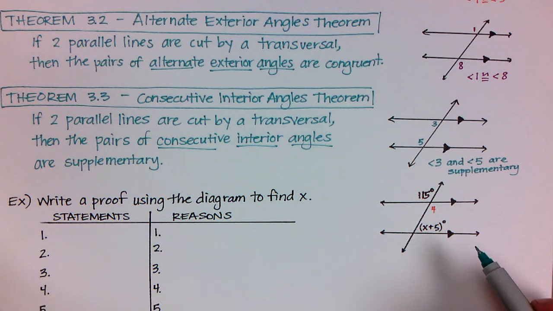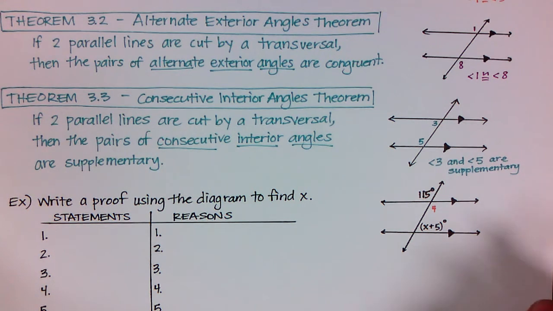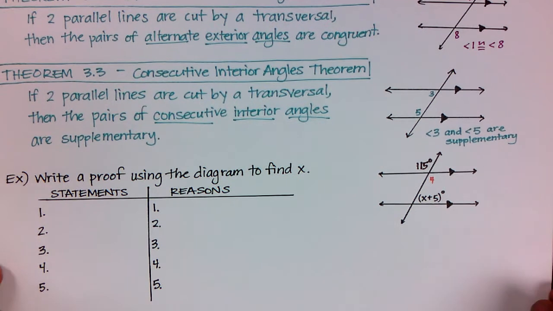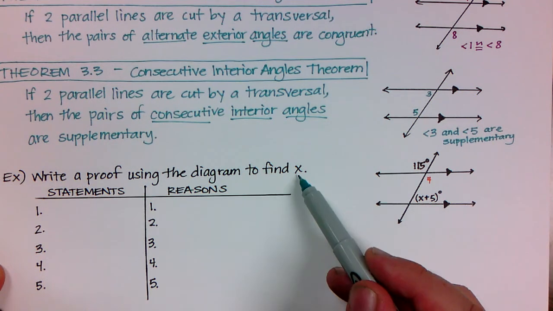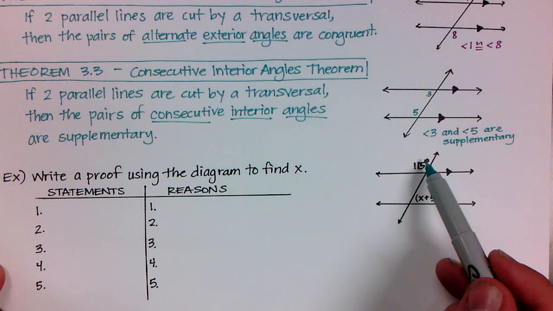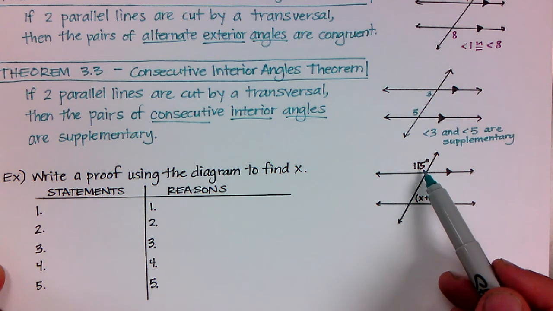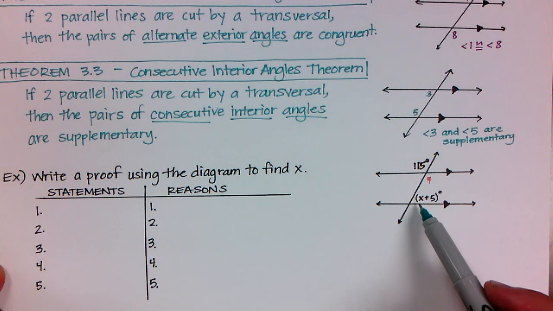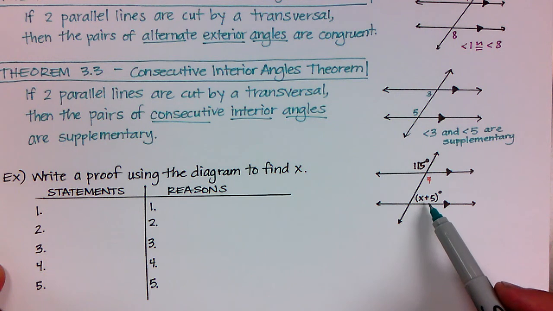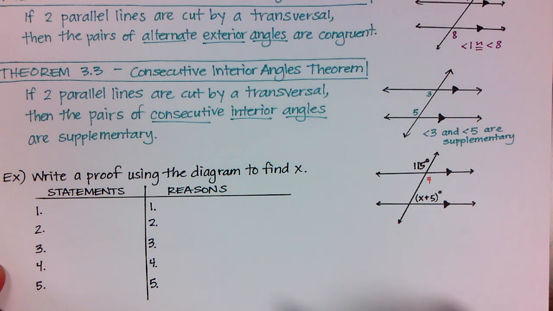I drew a picture for you already, and in this example it says to write a proof using the diagram to find x. Okay, so over here I have one of these angles is 115 degrees. We're just giving it the name angle 4, and another of the angles says x plus 5 degrees. So let's logically go through how I can find x by giving a reason for each of my steps.